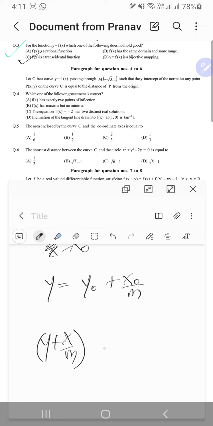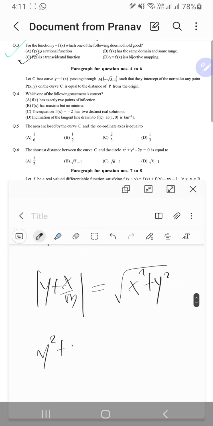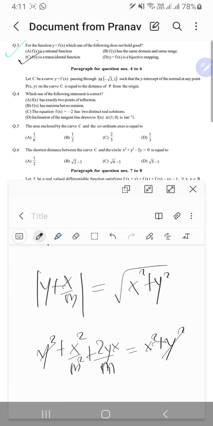and it's equal to the distance. So the mod of this thing, of course. Or is this the positive quantity itself? Well, in either case, it doesn't matter because we're going to square this. Square root of x squared plus y squared. Okay, let's square this. So just y squared plus x squared upon m squared plus 2yx upon m equal to x squared plus y squared, right? What does this give us? This cancels. Yeah, you know what, maybe it's not the best to do it like this.